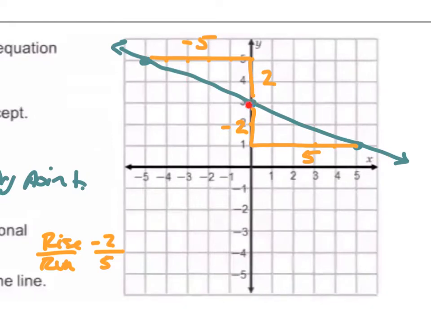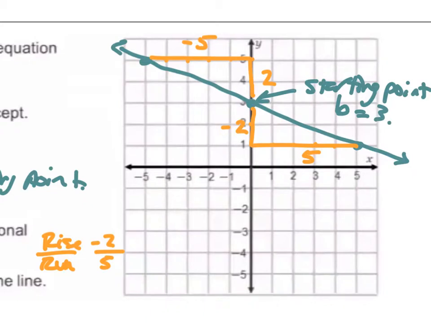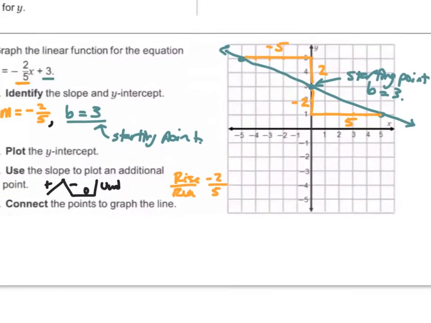But we use the y-intercept, that's our first point. So, I'm going to label that here. This is our starting point, okay? That's the value that b is equal to 3, okay? It's our y-intercept. And then we use the slope to help us generate other points on that line, okay? And that's the idea, all right?